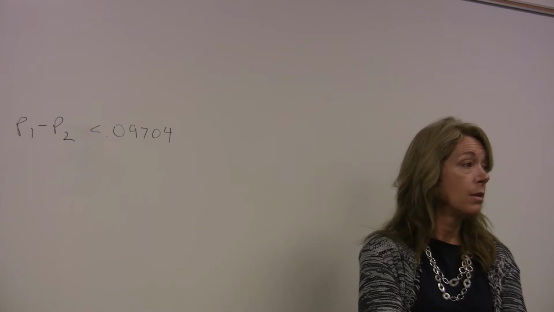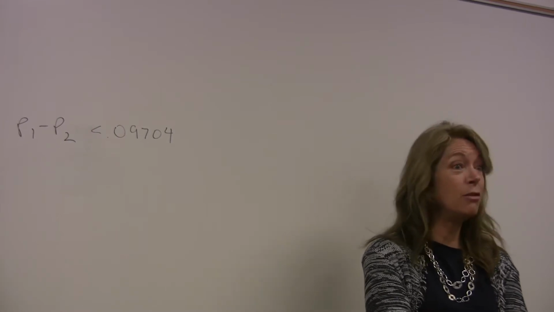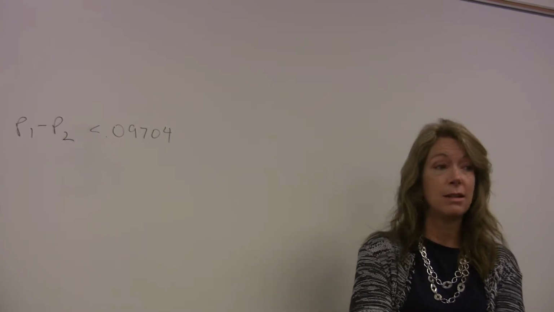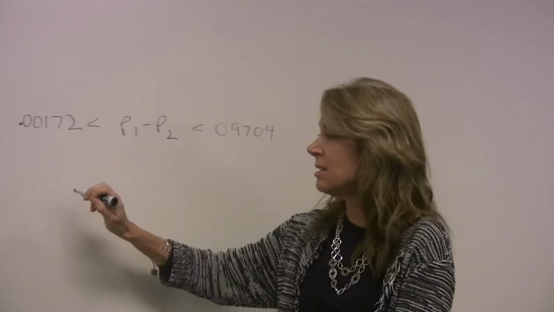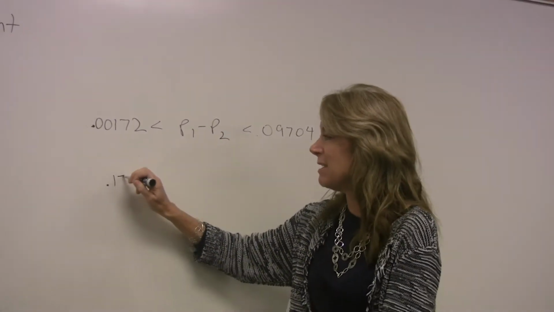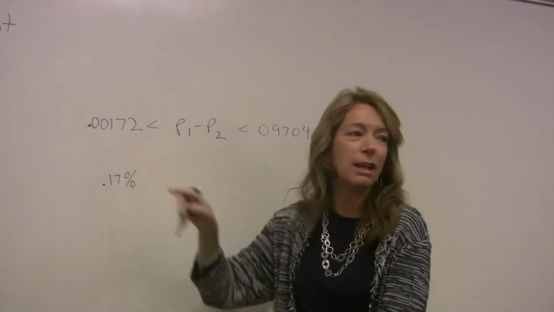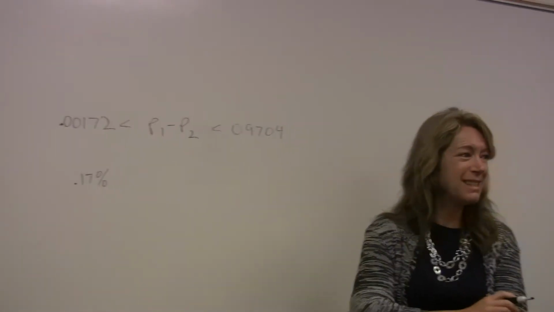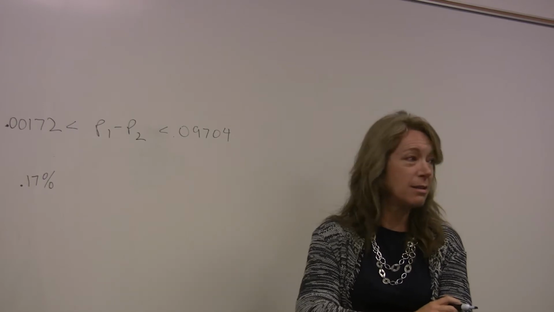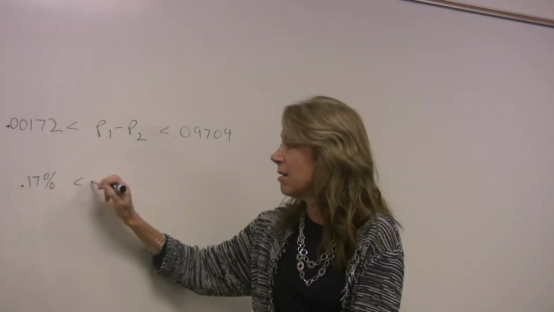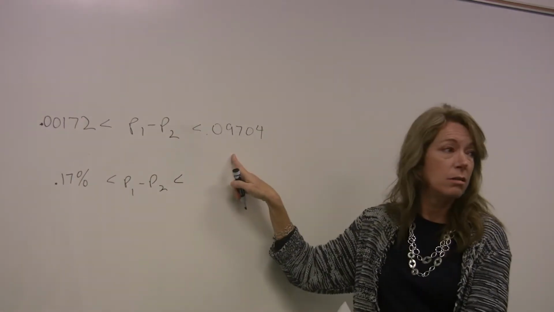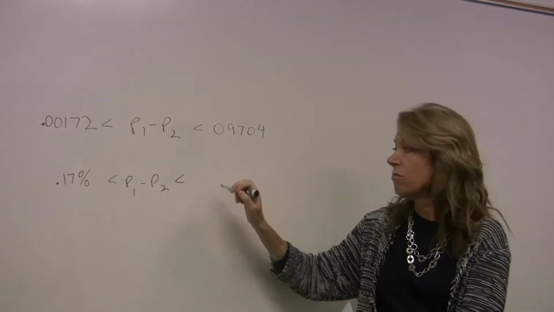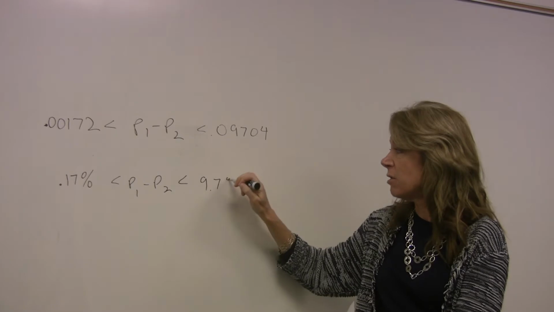So how do we interpret that? That's the important part. You make it percentages, right? If you turn them to percentages, it helps. So this is like 0.17%. Barely more than 0%, but it's slightly positive, less than 1%. And this one is 9.7%.